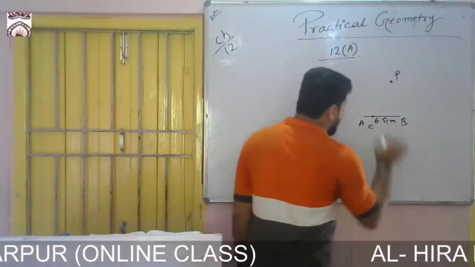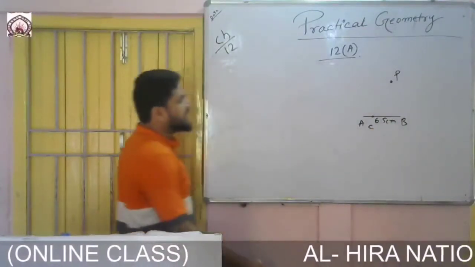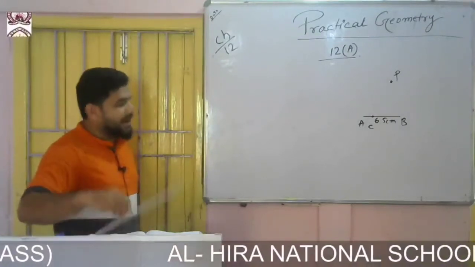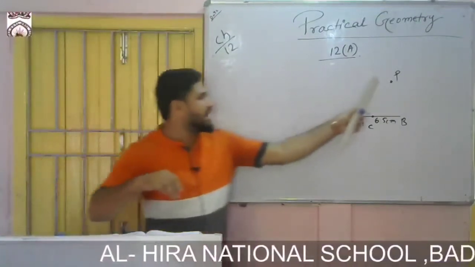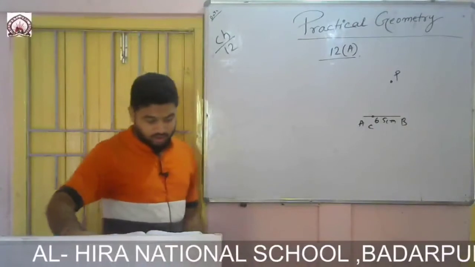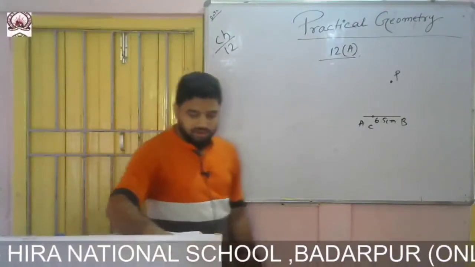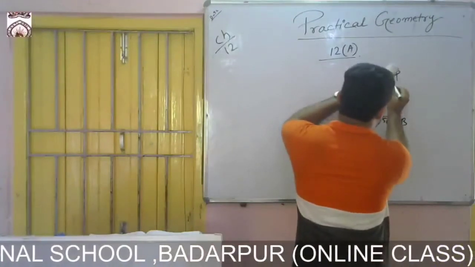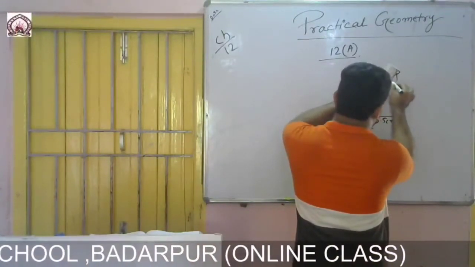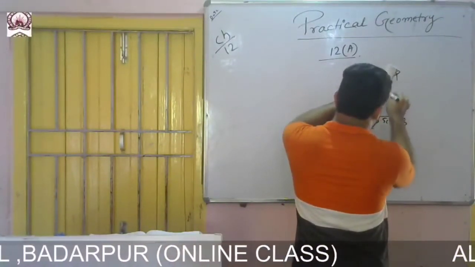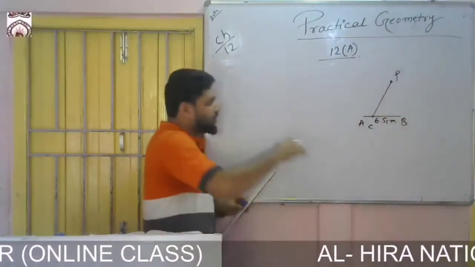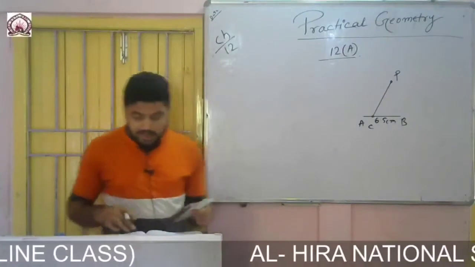Suppose this is C. Now you join P and C with your ruler.